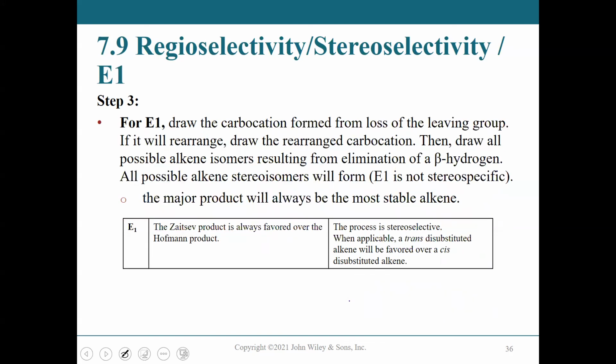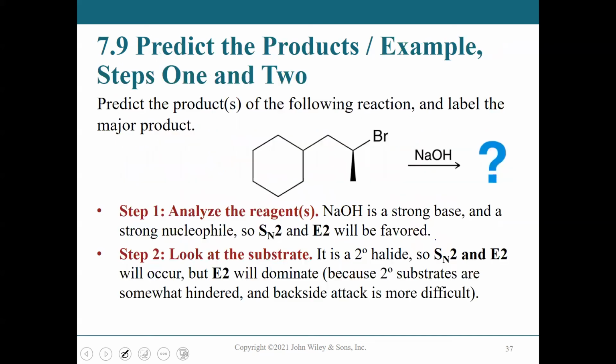In the E1 reaction, the Zaitsev product is always favored over the Hofmann. There is no Hofmann in the E1 reaction. And of course, trans is more favorable over cis products if it happens, right? So remember, always think of bulkiness, steric hindrance when you are talking about alkenes. Right. So here, predicting the products.